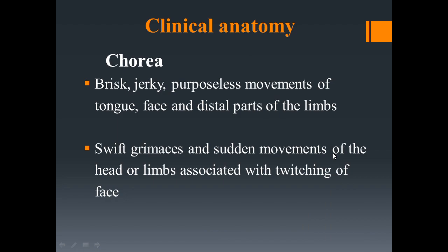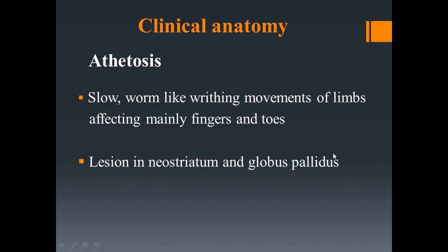Another condition is chorea. Chorea is the brisk, jerky, purposeless movements of tongue, face, and distal parts of the limbs. Swift grimaces and sudden movements of the head or limbs associated with twitching of the face. So this chorea is also due to the dysfunction of the basal ganglia. Athetosis: these are the slow worm-like writhing movements of limbs affecting mainly fingers and toes. And the lesion is seen in the neostriatum and globus pallidus.